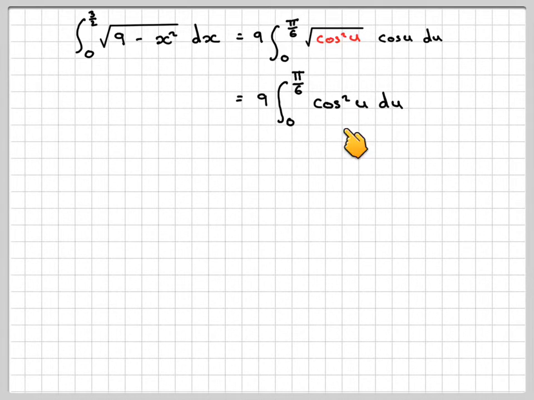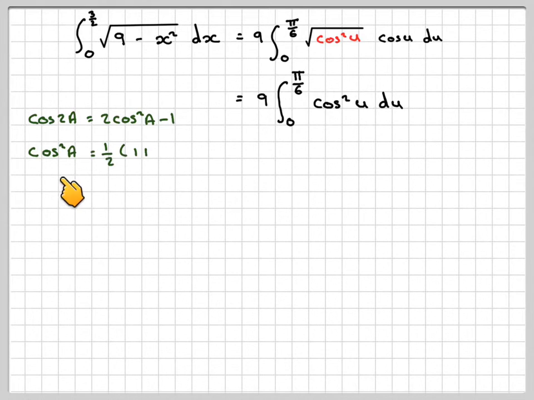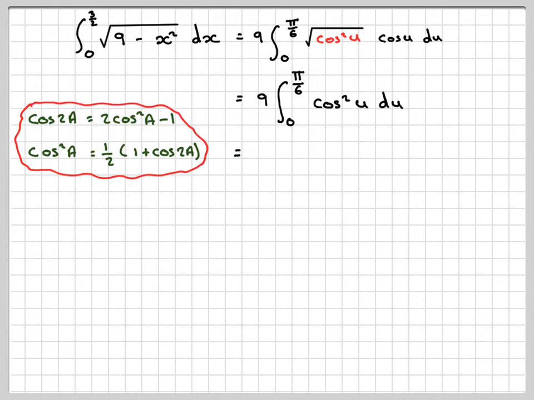Right, there's a special way of integrating cos squared. You use the double angle formula: cos 2a is 2 cos squared a minus 1. Rearranging that for cos squared a, you get a half of 1 plus cos 2a. You're going to take that half out of the integral sign, so it becomes 9 over 2, the integral from 0 to pi by 6 of 1 plus cos 2u du.